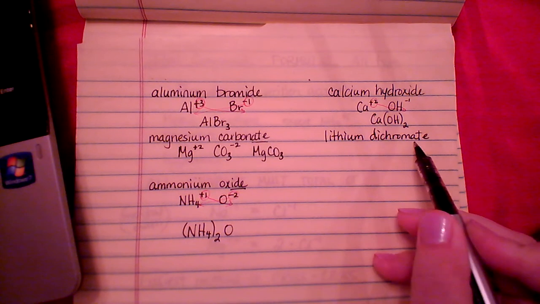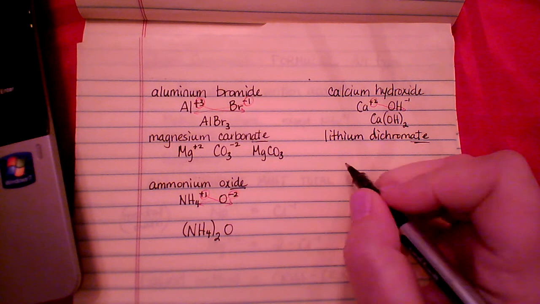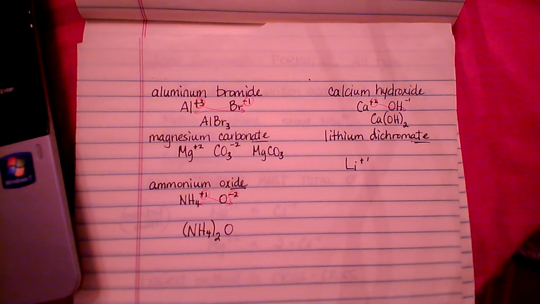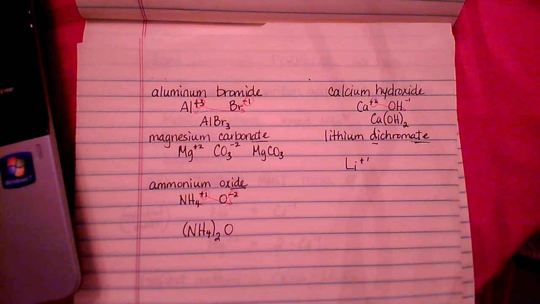And then the last one, lithium dichromate. Dichromate's one of the polyatomics. It ends in "ate." It's a not so common one. We haven't used it very often. So lithium is a +1 charge. How do we know that? Because lithium's in the first column on the periodic table, and all of those first column elements form a +1 charge. And then dichromate, yes, it starts with a prefix, but that is the name for that polyatomic.